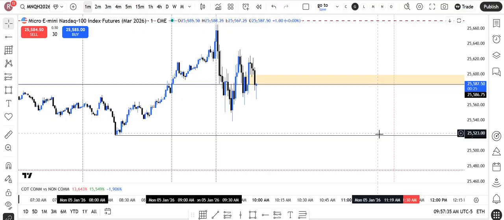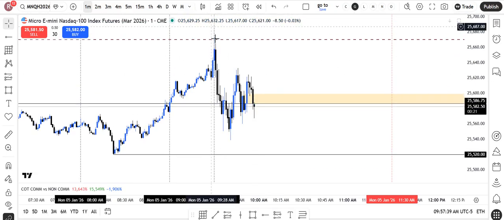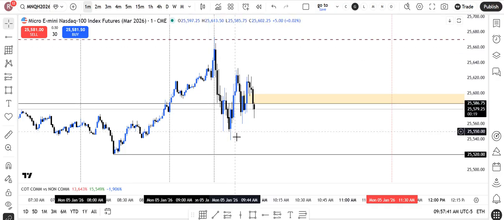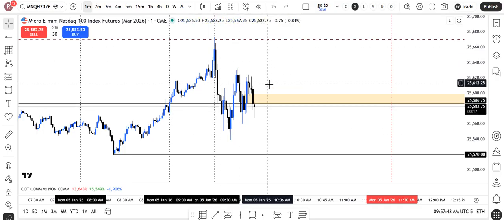Still not in a rush, folks. I mean, look what's happened. From 9:30, what's happened? Rally, drop, created a range. Now we're inside the range.